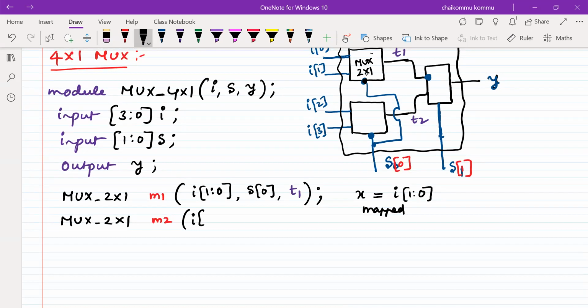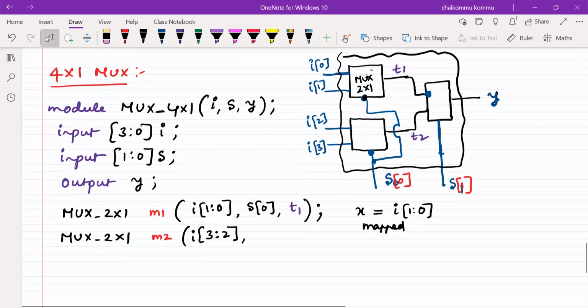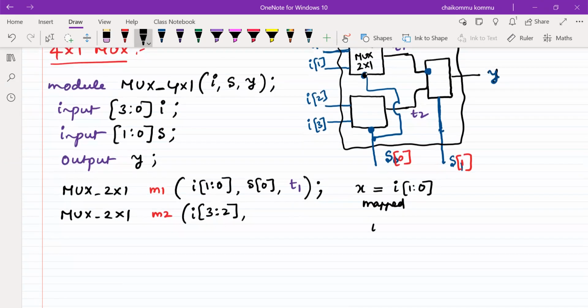I[3:2], right? This is called part selection. So we actually have a 4-bit size I. That two-bit part we are taking here, and the other two bits we are taking in the second module. So that's what we need to consider.